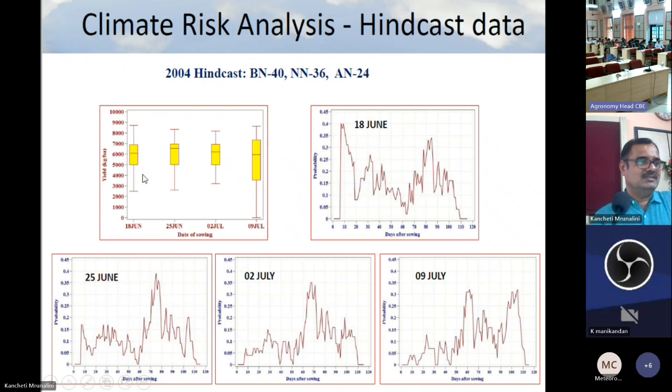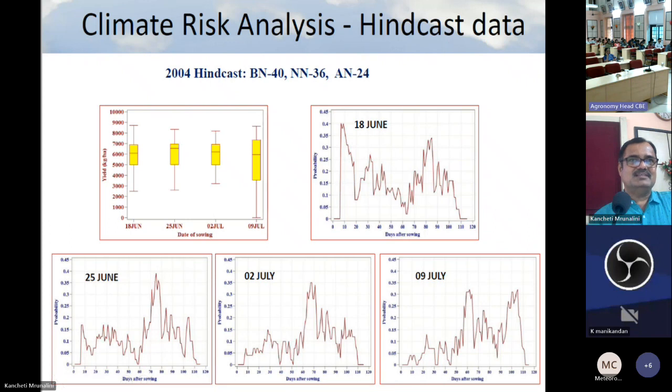Now here you see the June 18th sowing, 25th sowing, 2nd July, and 19th July. If we sow the crop on 19th July, there is a lot of variation in the yield. Sometimes total yield loss is also there. Zero yield cases are also there if you delay the sowing. And these yellow bars are the 50 percentile.